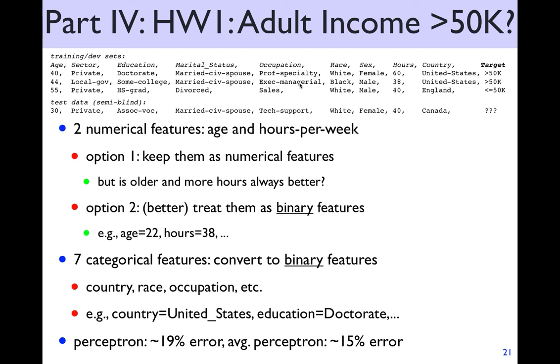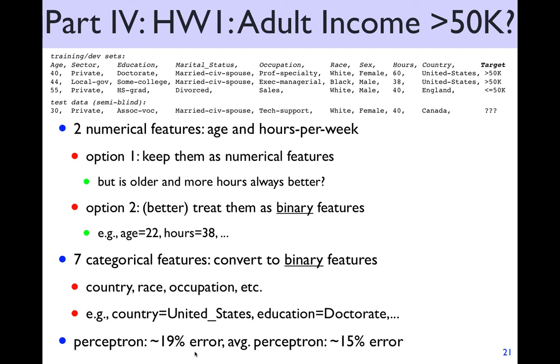So each person, even though that person only has 9 fields, really becomes about 230 dimensions before a perceptron algorithm can process it, right? Plus a y, which is either +1 or -1, right? Now, if you run the vanilla perceptron algorithm without averaging, you will get about 20% or 19% error rate on the dev set.